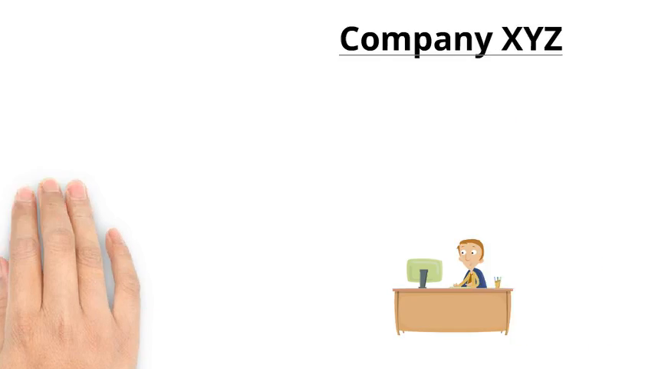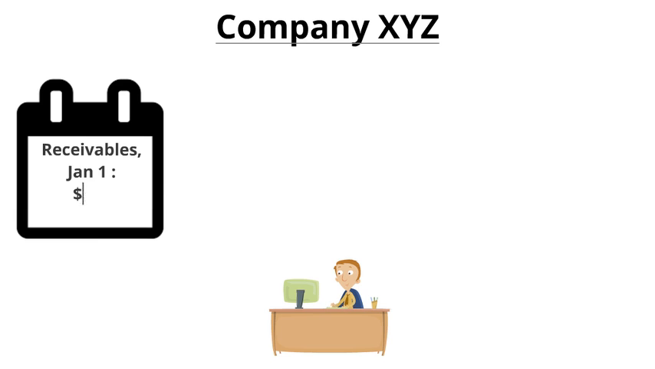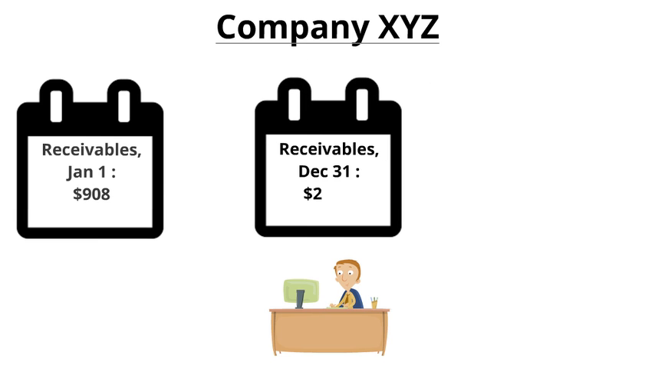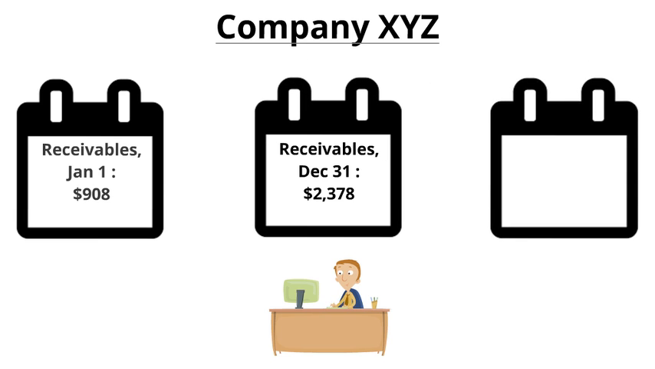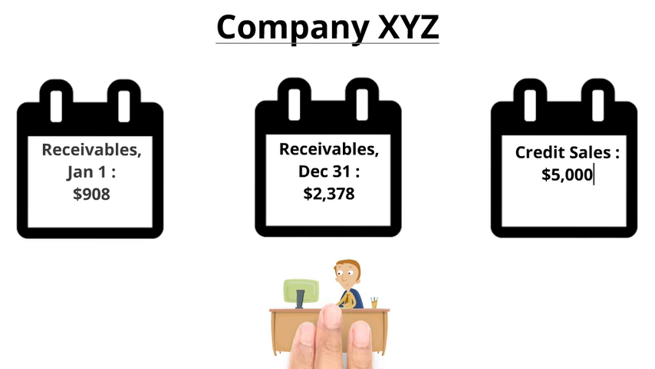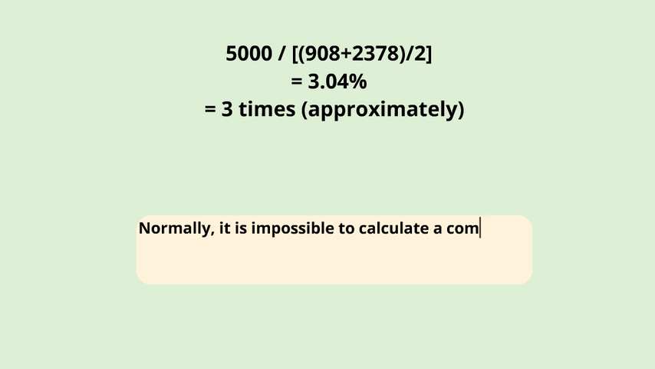On January 1st, receivables was $908. On December 31st, receivables was $2,378, and credit sales was $5,000. Plugging that into the formula, company XYZ generated and collected its receivables balance over 3 times in 2019.